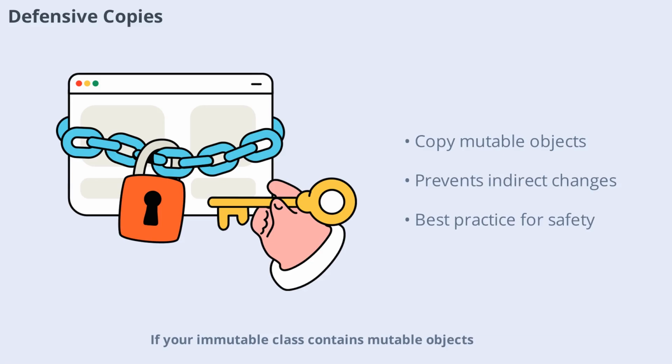If your immutable class contains mutable objects, make defensive copies in constructors and accessors. This prevents callers from modifying the internal state of your object through references. Defensive copying is a best practice for maintaining true immutability.